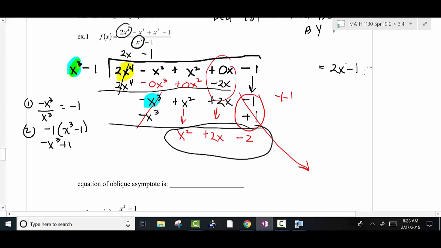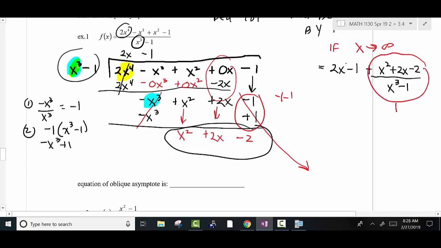So what you do is you say plus x squared plus 2x minus 2 over the divisor, x to the third minus 1. When you're doing your homework, you can bypass this. I'm showing this because I want you to understand it. What happens is if x goes to infinity, then this whole thing right here goes to 0. Let me explain why.